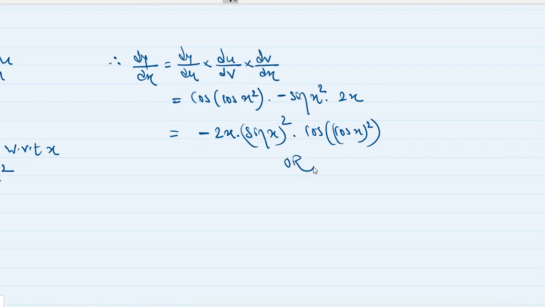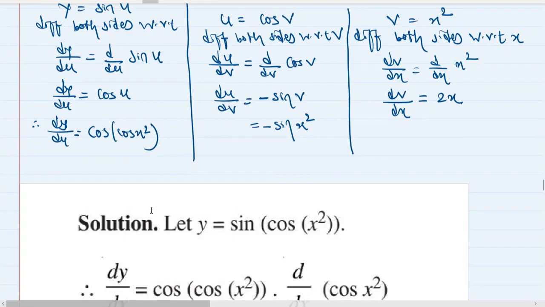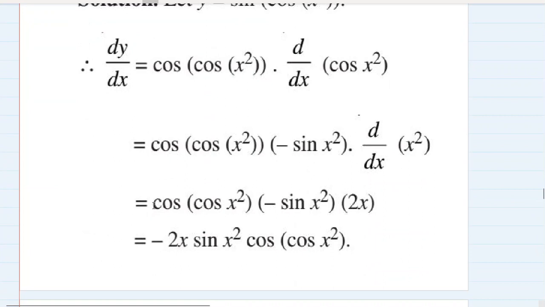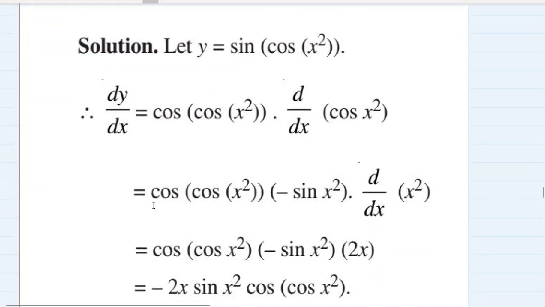Let me give you one more option for this. Minus 2x multiplied by sine x square multiplied by cos x square. So this is your final answer. Let's check whether it is correct or not. Minus 2x multiplied by sine of x square multiplied by cos of x square.